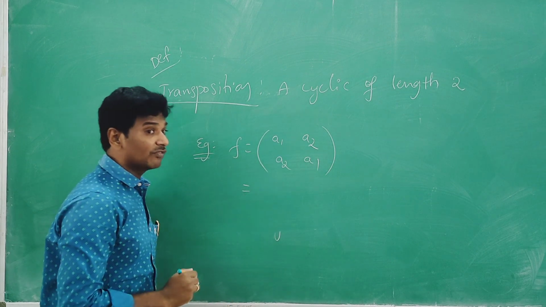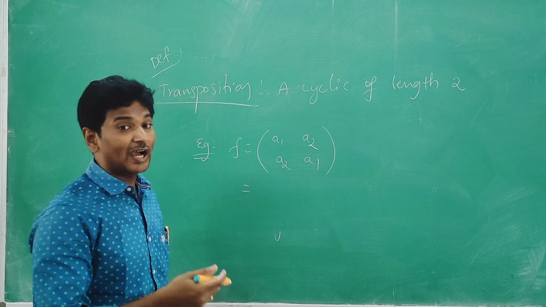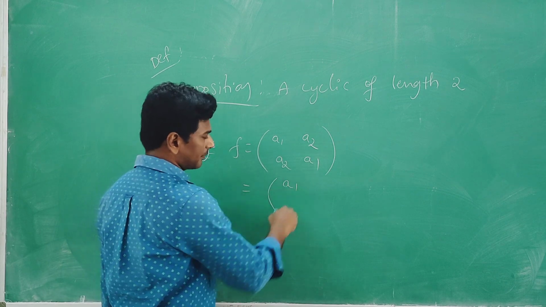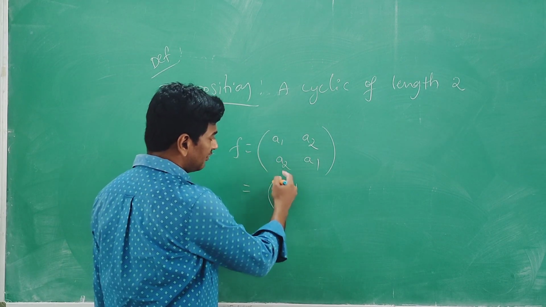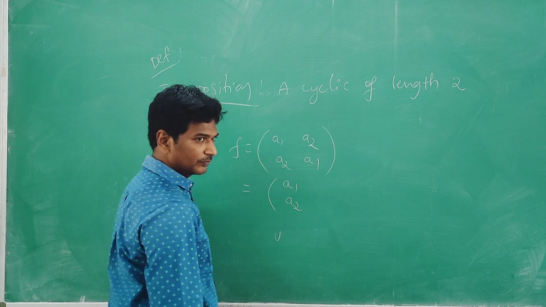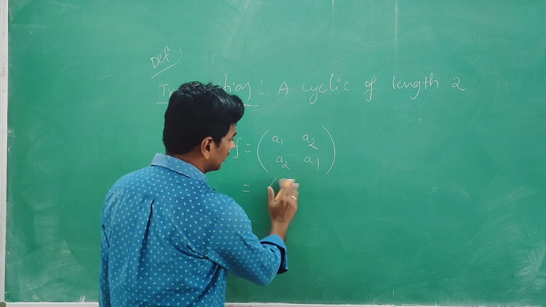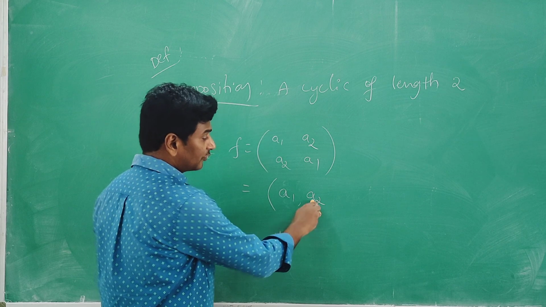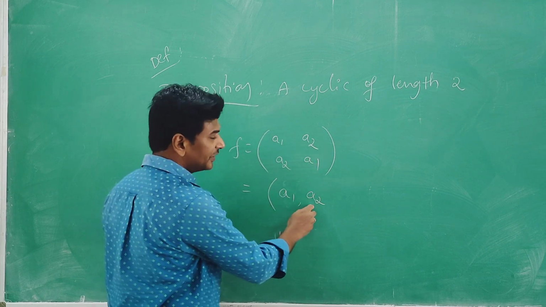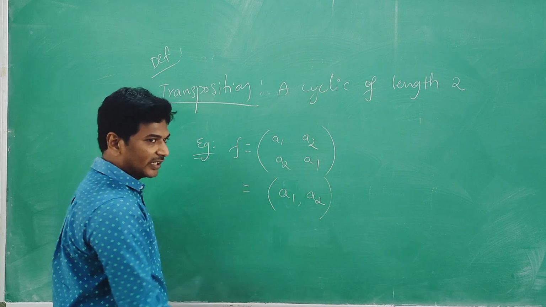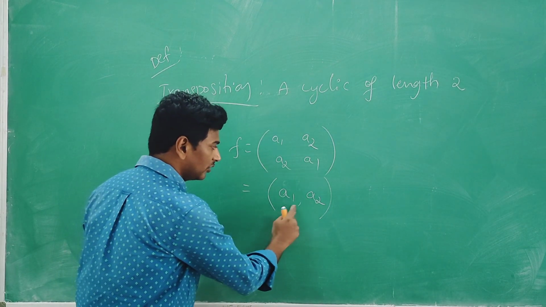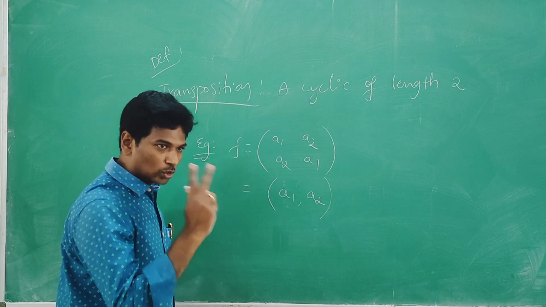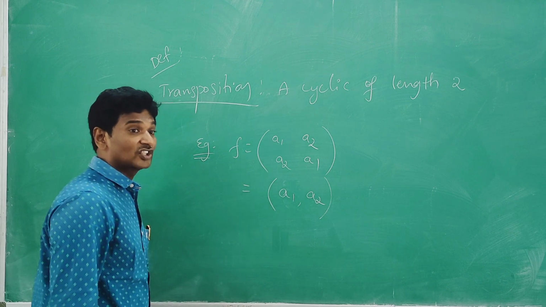We write the cyclic of length. First we have to find the cyclic permutation. You can start with A1. The image of A1 is A2. The image of A2 is A1. A1 is repeated. Therefore, F is a cyclic of length 2 because it contains 2 elements. So, cyclic of length 2 is called a transposition.